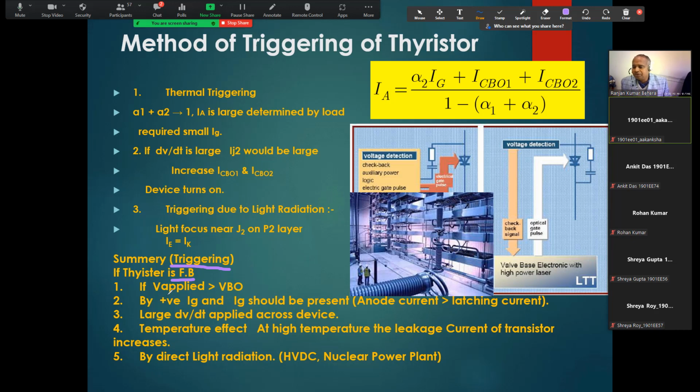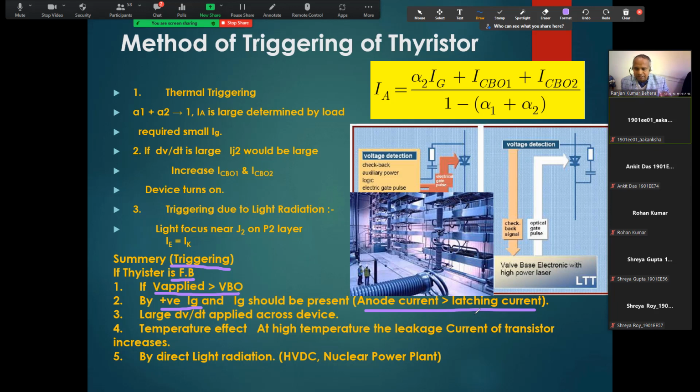When we apply a voltage as a forward bias, and if the applied voltage is greater than 0, or greater than VO, whatever is applied, it is positive. Then by applying a positive gate current, when your anode current becomes greater than the latching current, you can turn on the device. First, the thyristor should be forward biased, and you apply a little gate current and it can be turned on.